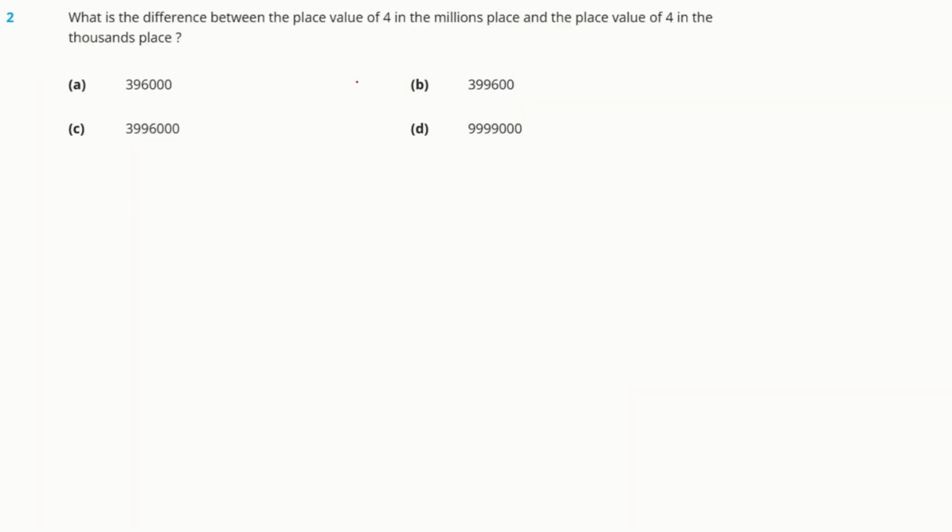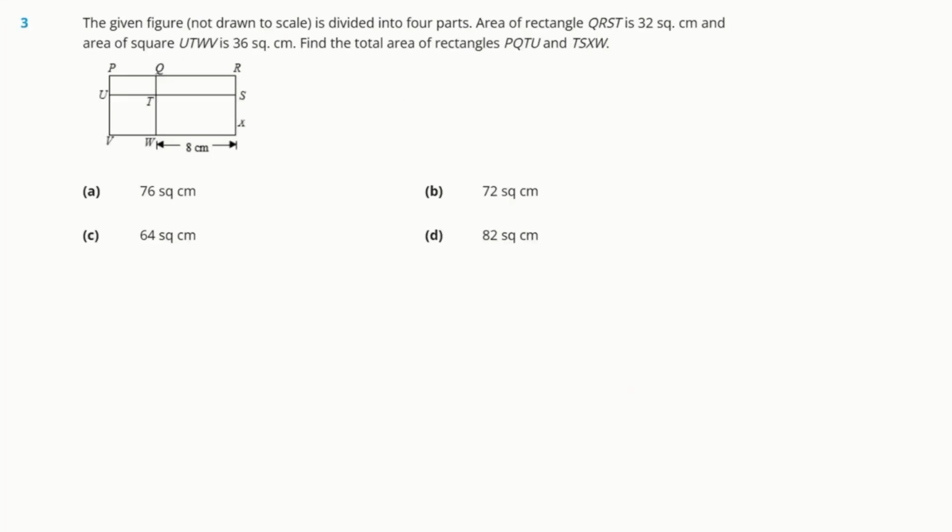Moving on to the next question, what is the difference between the place value of 4 in the millions place and the thousands place? 4 million. This is how you write 4 million. And since you have to find the difference with 4 in the thousands place, 4 million minus 4,000 gives you 3,996,000. So where do we have it? Option C, that's our answer, 3,996,000.